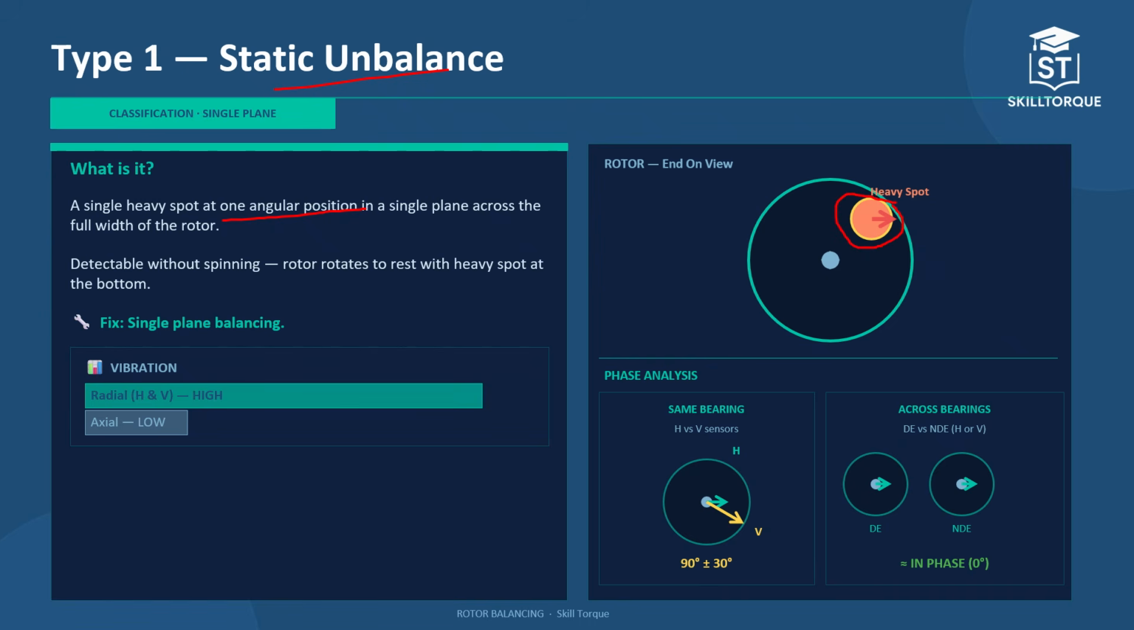Okay, so if you place the rotor on a frictionless support and let it come to rest, it will always rotate so that the heavy spot always sits at the bottom. Okay, that's why it's called static. So you can detect it even without spinning the rotor.